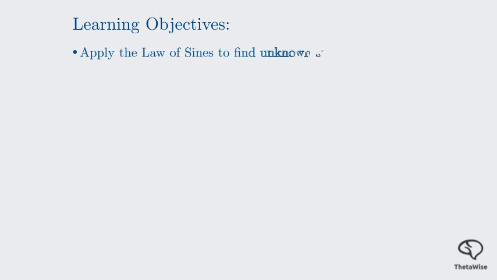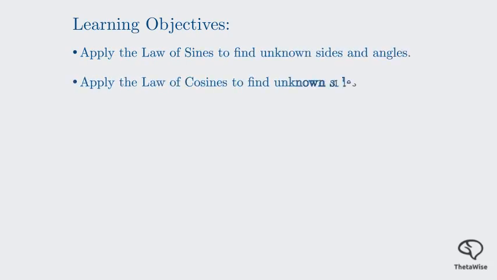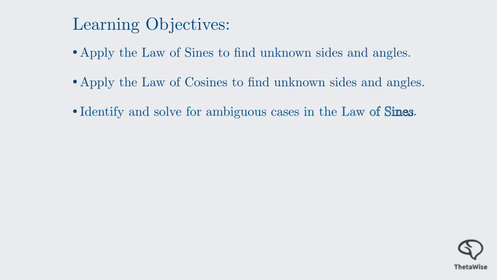Hello! Today we're going to dive into some incredibly useful tools for solving triangles that aren't right-angled. By the end of this video, you will be able to: first, apply the law of sines to find unknown sides and angles. Second, apply the law of cosines to find unknown sides and angles. And third, you'll be able to identify and solve for ambiguous cases in the law of sines. Think of these laws as your go-to strategies when the Pythagorean theorem and SOH-CAH-TOA just won't cut it.